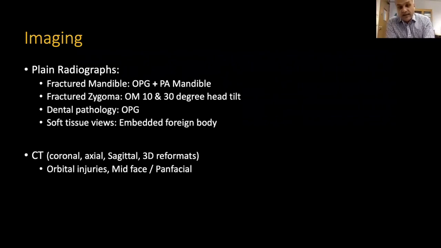CTs are essential or extremely useful for things like orbital injuries, midfacial injuries, or panfacial injuries, not just for diagnosis but for treatment planning. And you can get 3D reformats done. Either you could do it on your own PAC system by yourself if your trust allows it, or you can get your radiologist to do it.